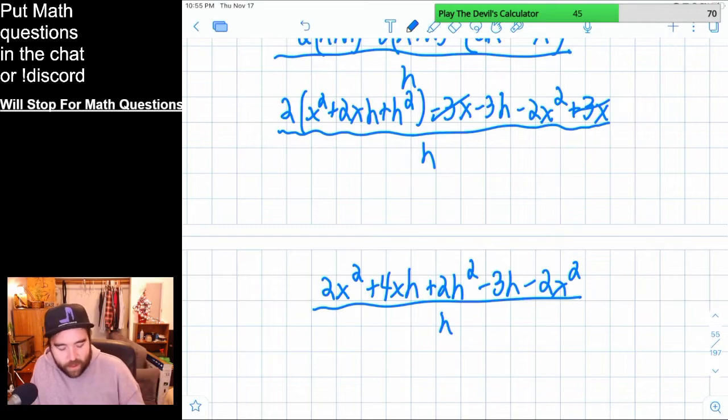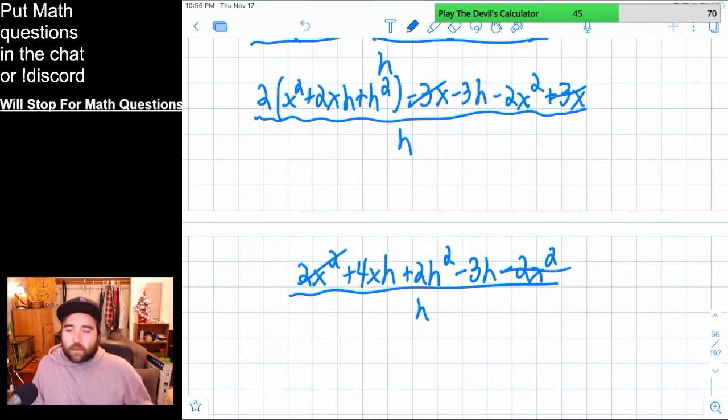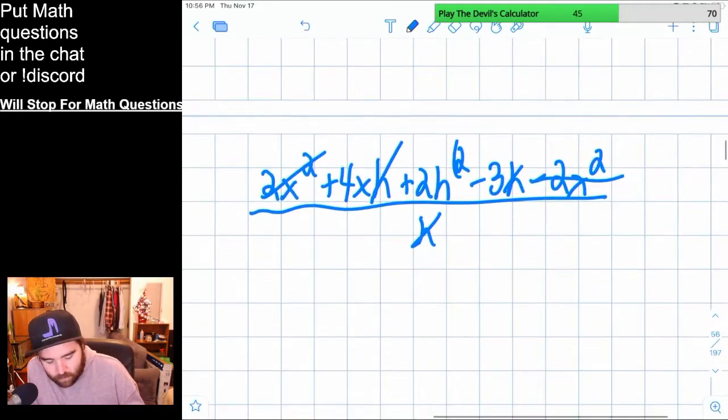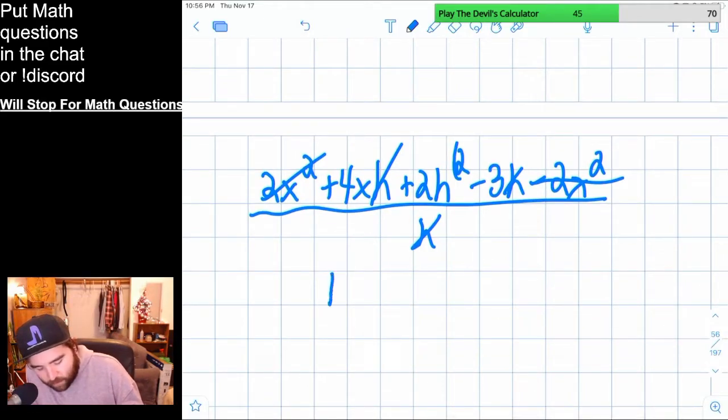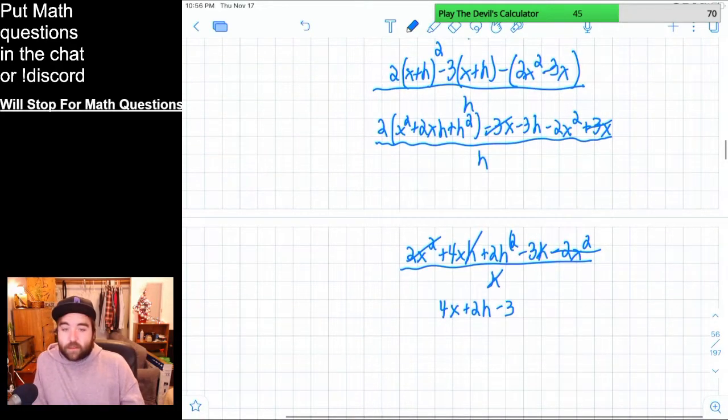All right, well, look at that. So we have a positive 2x squared and a negative 2x squared. They go away. And now look at how everything on the top of the fraction has an h in it. So we can cancel an h out of all of those. And so we're left with 4x plus 2h minus 3. And that should be the answer to that one.